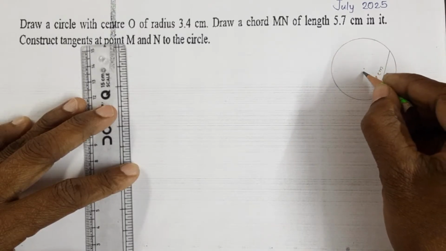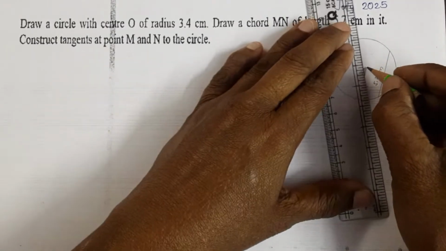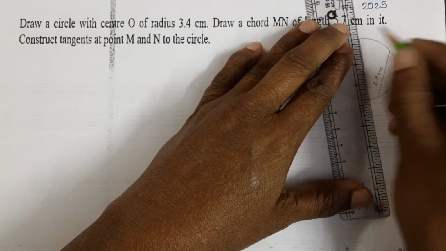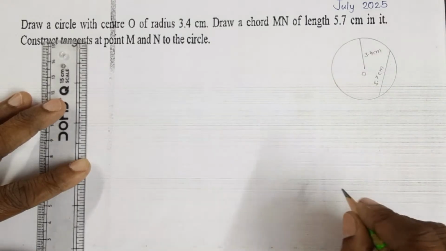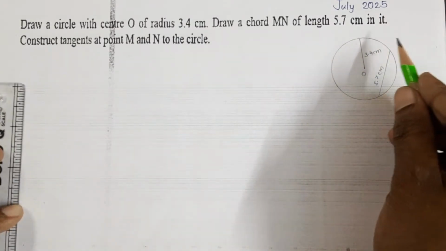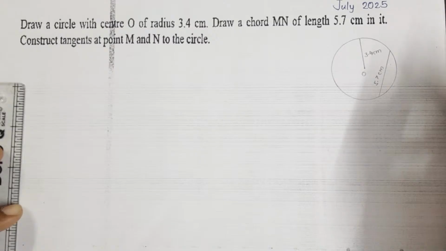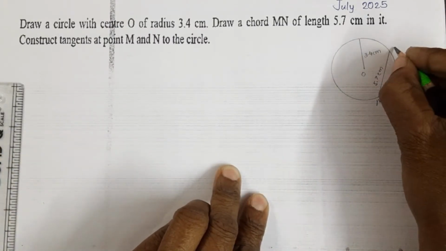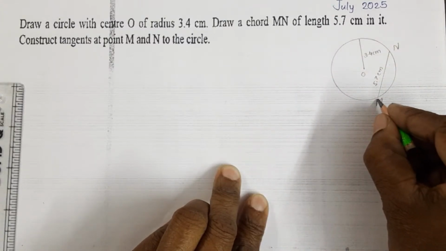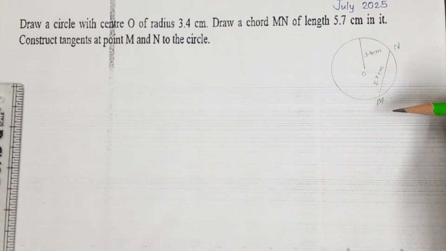the center which is O, and then the radius, and that radius measures 3.4 centimeter. Okay students, then here construct tangent at point M and N. Okay, the name of the chord is MN. So here also we have to draw the tangent. We have to draw the tangent passing through the points M and N. Okay, so that means students, here without using the center, we draw the tangent.